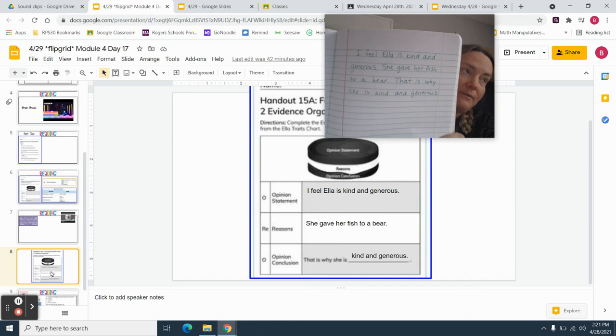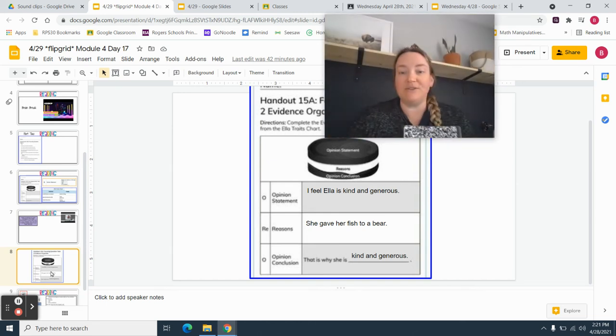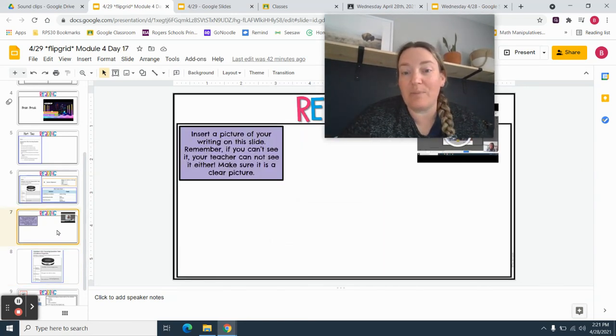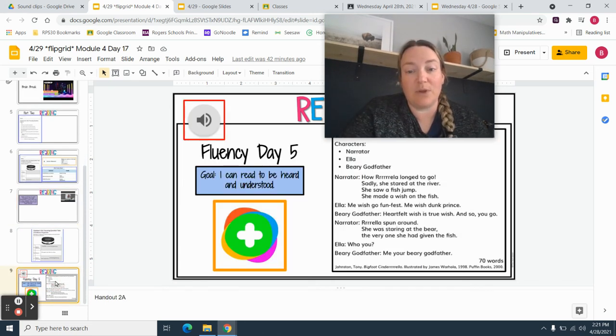And I wrote a paragraph. Okay. So that is what you're going to do today. Then you're going to go to this slide right here and you're going to insert a picture of your writing into this slide. And then don't forget to come down and record your Flipgrid for your day 5 of fluency.